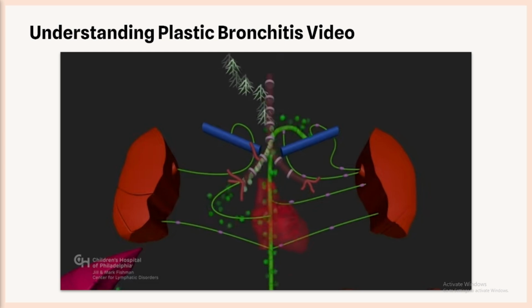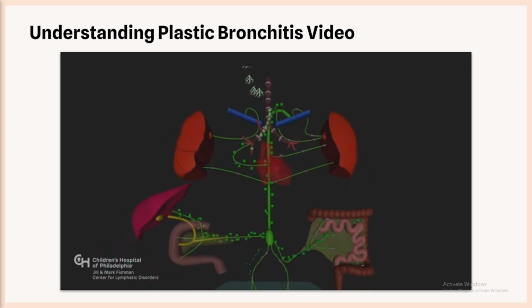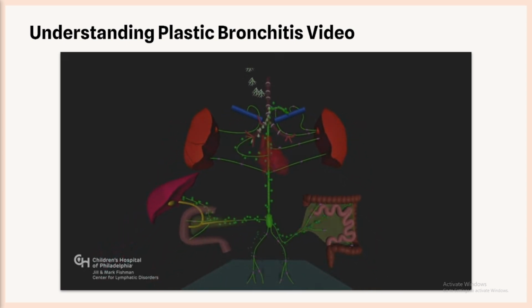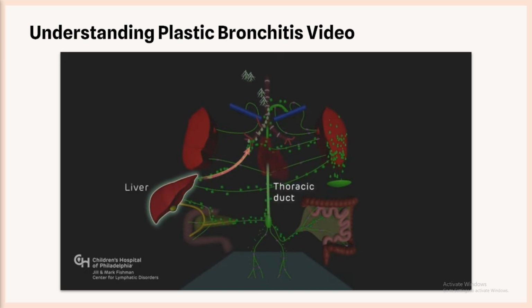When exposed to air, lymphatic fluid forms casts, which are thick masses of branching, protein-rich material that can make it difficult to breathe and need to be coughed out. In some patients with plastic bronchitis and a normal thoracic duct, the disease can be caused by lymphatic channels that originate from the liver, bypass the thoracic duct, and connect directly to the lymphatics surrounding the airway.